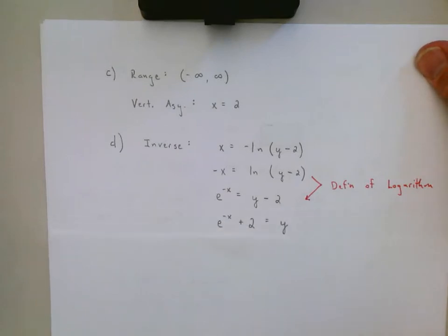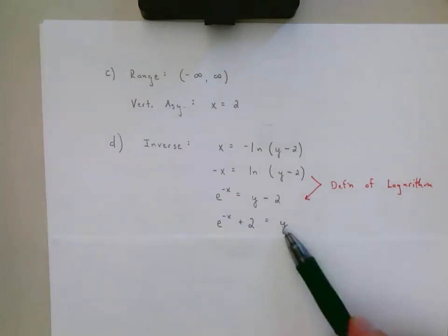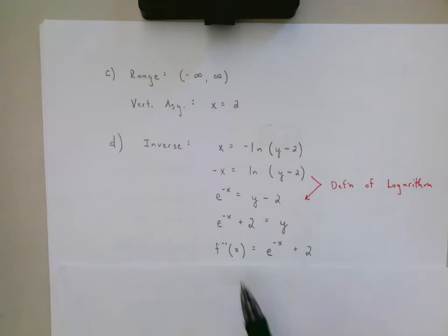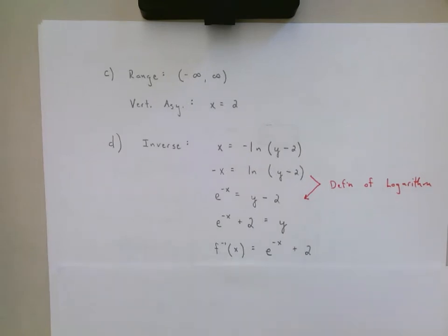Adding 2 to both sides of the equal sign, now I have y isolated. Y is equal to e to the negative x power plus 2. Because the original logarithmic function is 1-to-1, that guarantees that the inverse is also a function, so I can use my notation. The inverse of function f is e to the negative x plus 2. Go ahead and pause the video if you need time to write down the work for the inverse of the original function.